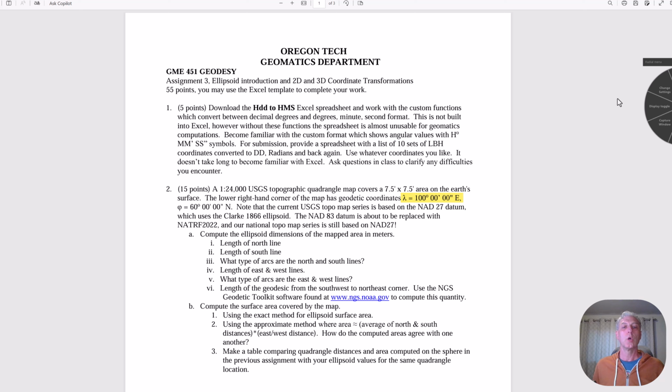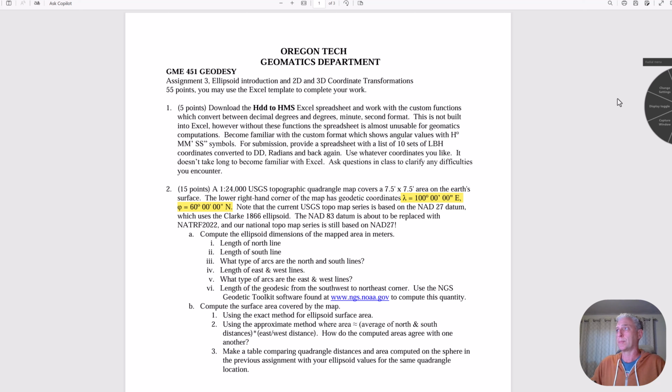Think about what you remember. So west longitudes increase going, I make sure I say it clockwise if you're looking down at the Earth. East longitude increases going counterclockwise. So it is always helpful to sketch these out and say, okay, do I need to add the 7.5 minutes or subtract it to get my other corners? So lambda equals 100 degrees east longitude, phi is 60 degrees north latitude.